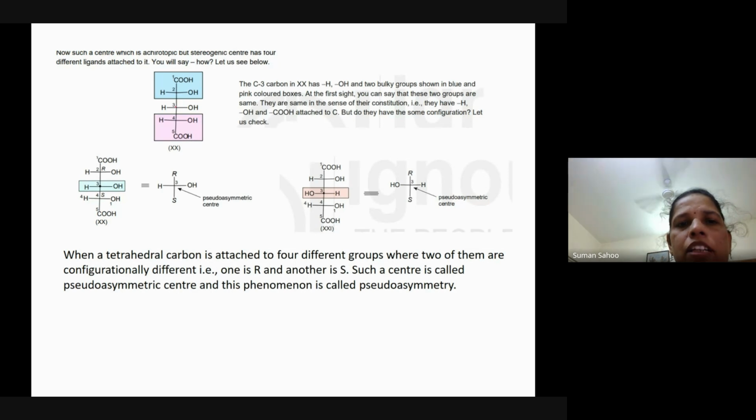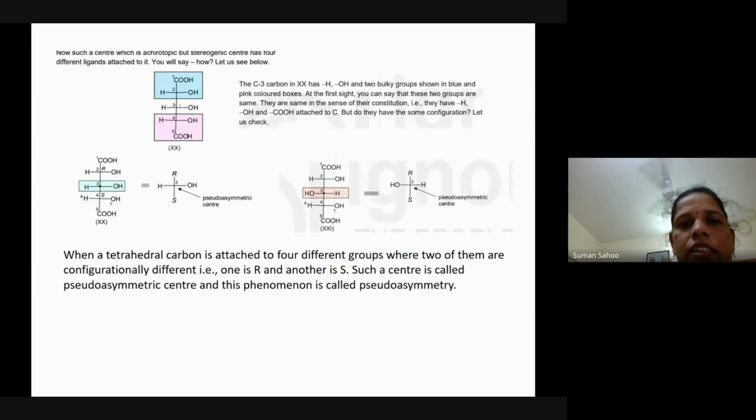So now this one is achirotopic and it has 4 different ligands. Suppose we consider this carbon number 3. Now you check, this has 4 different ligands. How will you know? You can say the blue one and the pink one look the same, structurally the same and their connectivity is also the same. But if you consider their configuration, you will see that they have different configurations.